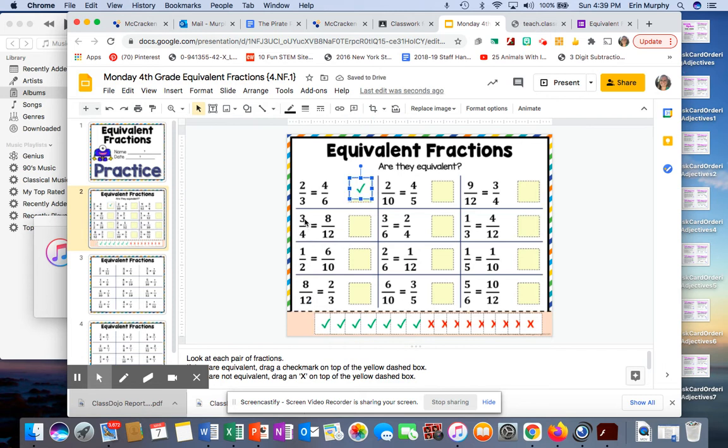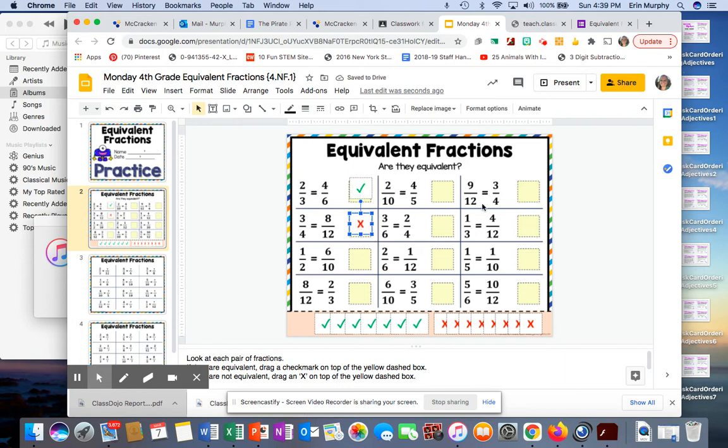Okay? Like here on this one, 3 to get to 8. I mean, I can add 5, but we don't use addition for equivalent fractions. And nothing times 3 will equal 8. I know 4 times 3 equals 12, but if I did times 3 to the numerator, that would give me 9. So those two cannot be equivalent. So I'm going to slide the X there. So that's what you're doing on this.